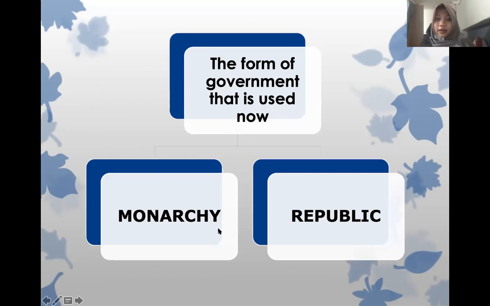The forms of government Plato described were from a long time ago. Now, the forms of government used in states are mostly monarchy and also republic.